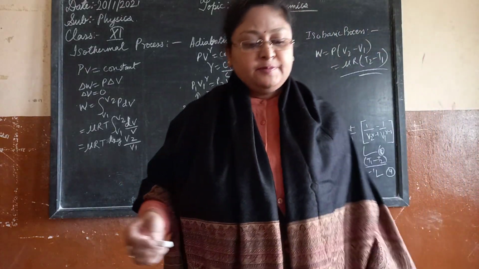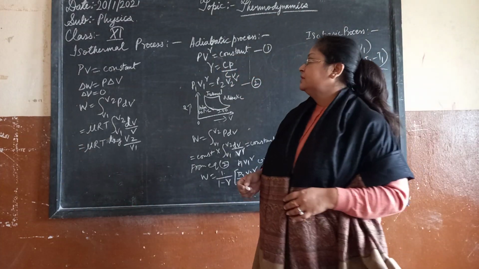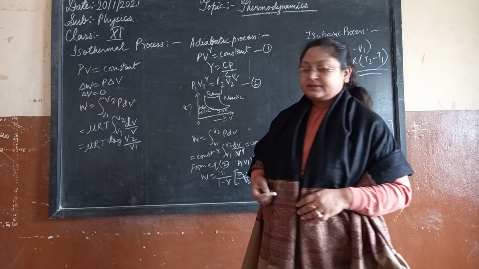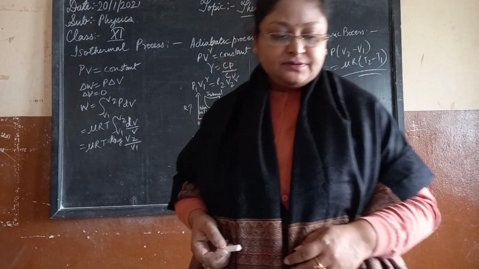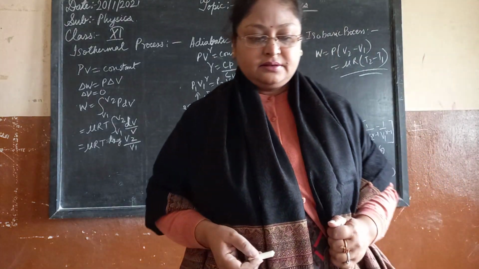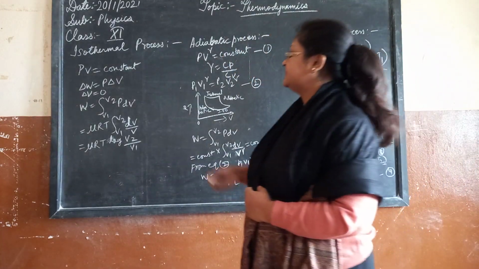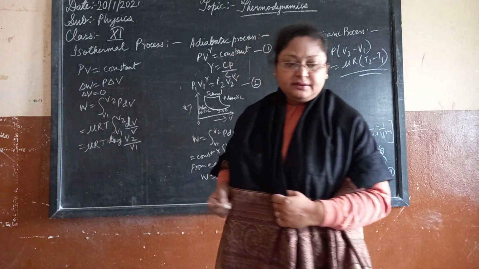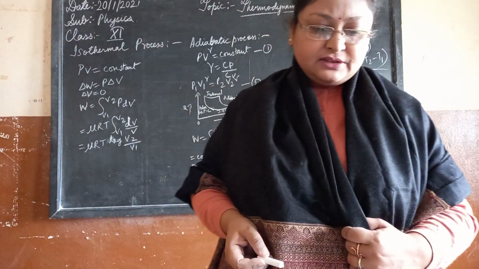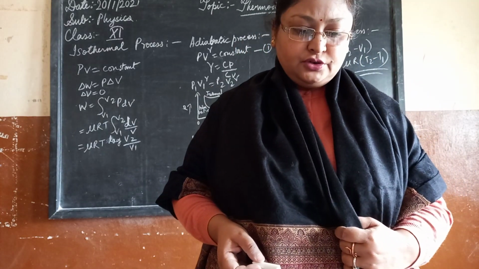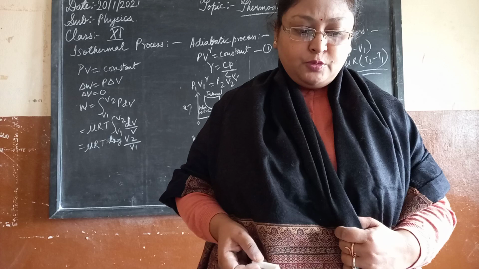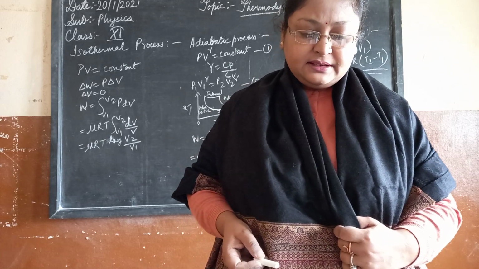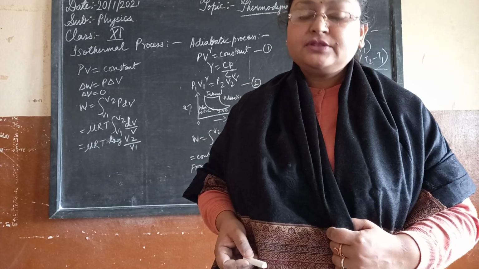In this chapter, thermodynamics, we will now learn about the isothermal process. In this isothermal process we are taking the ideal gas equation, PV equal to a constant. The pressure of a given mass of gas is inversely proportional to its volume, from Boyle's law. This is nothing but Boyle's law itself, PV is equal to a constant.